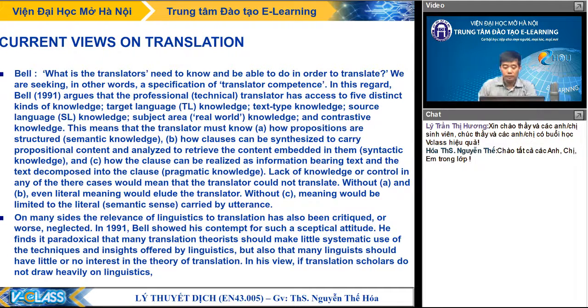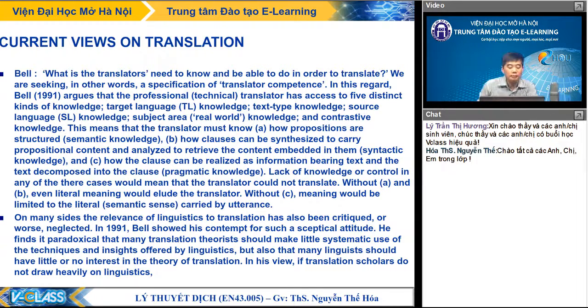According to Bell, when we do the translation, we have to be able to understand different fields and also different areas in order to translate. In other words, we have to give a specification of translator competence. Bell pays attention to the competence of the translator. He argued that the professional and technical translator has access to 5 distinct kinds of knowledge: target language knowledge, text-type knowledge, source language knowledge, subject area knowledge, and contrastive knowledge. There are 5 areas he has to pay attention to in doing the translation.